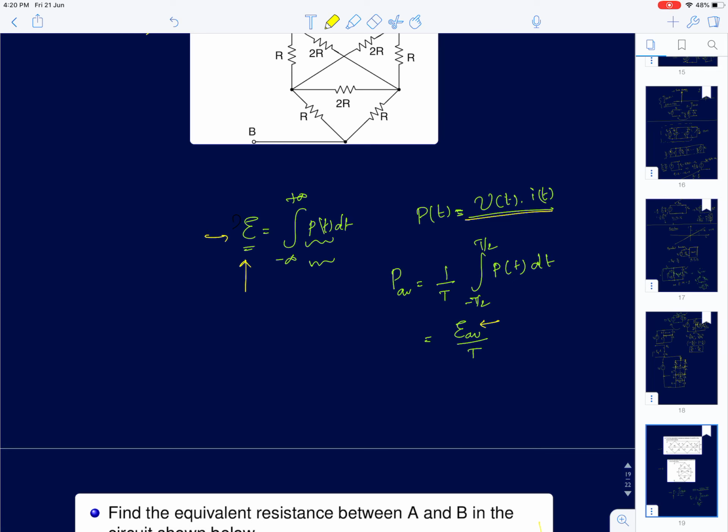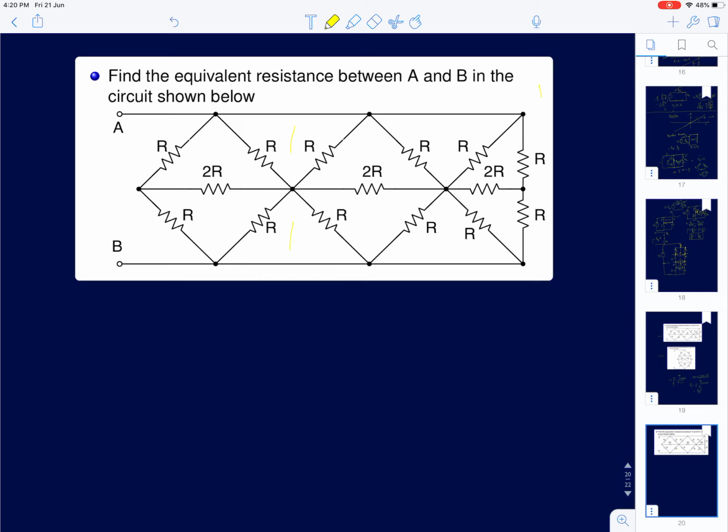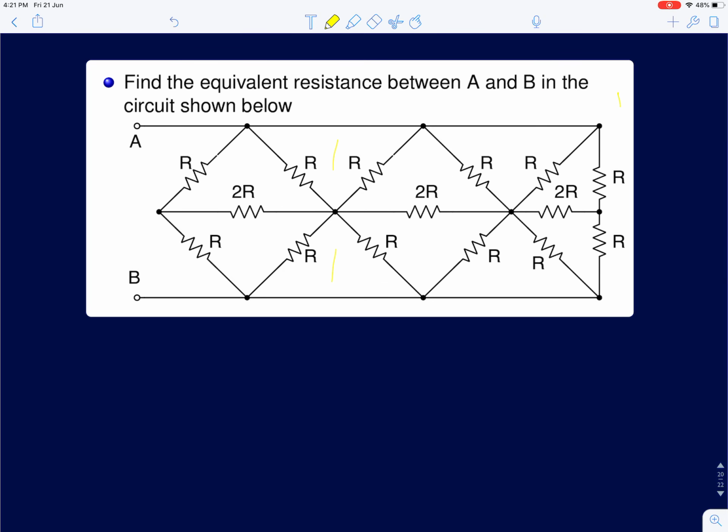Okay, so let me go back to solving this problem. In the previous lecture, I had given you these problems to solve. I discussed this concept of using symmetry to solve resistor circuits. First, let me redraw the circuit in a more well-known fashion. I'll straighten out these resistors, and then draw it in a simpler form.